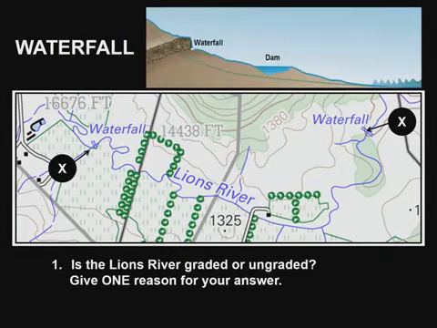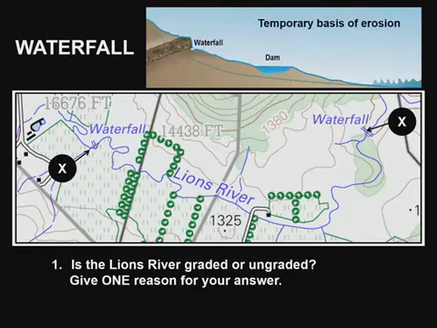Now, here we've got it, and it's very important that you must know that here we've got our temporary basis of erosion, waterfall, and your dam. If you see a waterfall and a dam, then that river is ungraded. Now, if they ask you if a river is ungraded, you must see, are there any temporary basis of erosion?